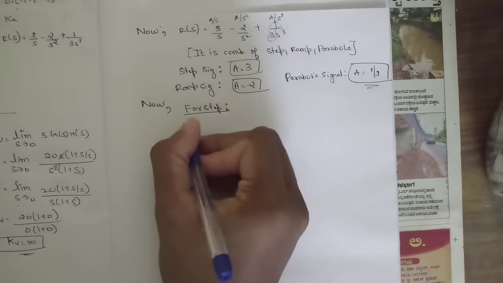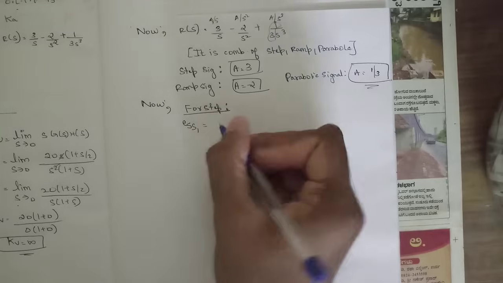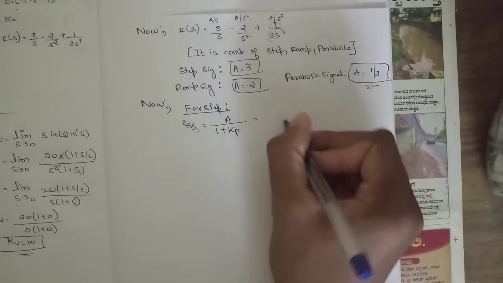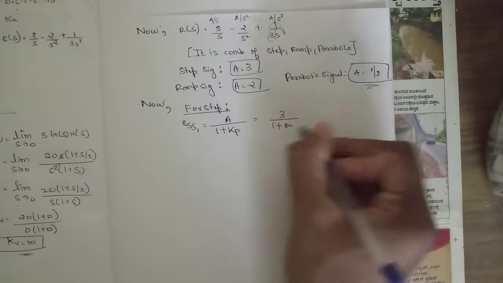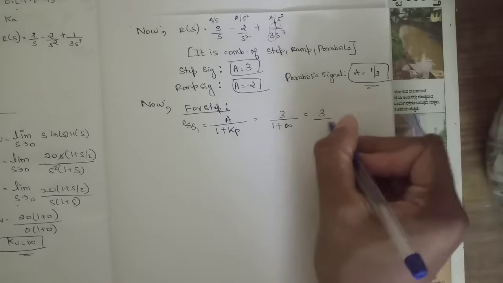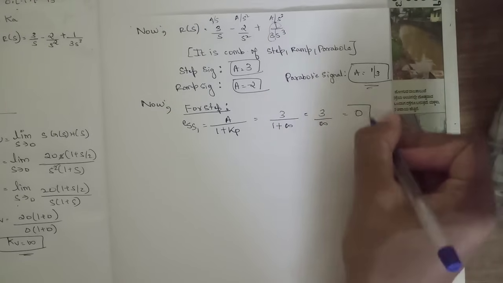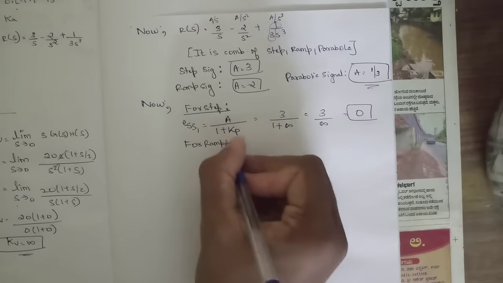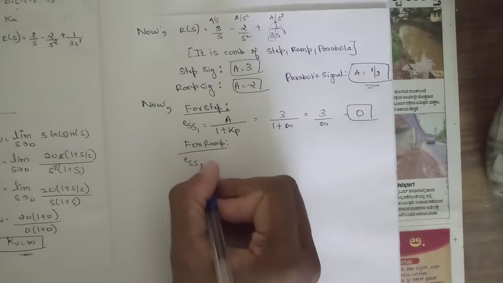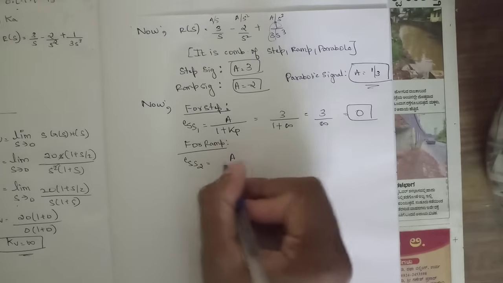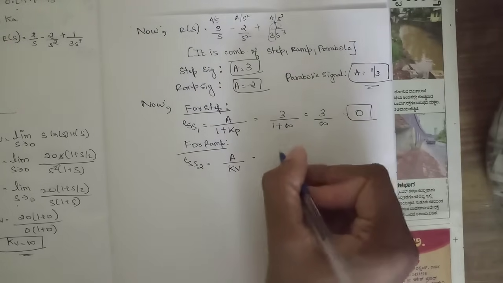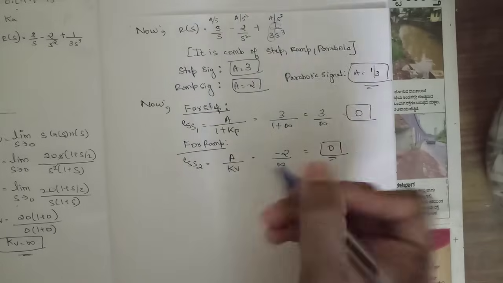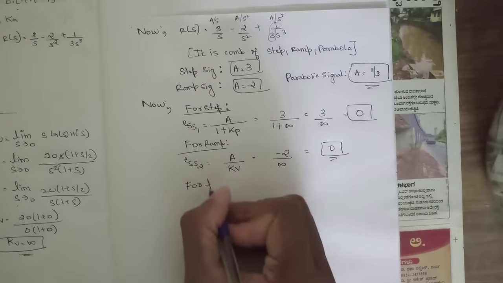For step signal, ESS1 is equal to A divided by 1 plus Kp. A is 3 divided by 1 plus infinity, so it is equal to 3 by infinity, which is 0. Similarly for ramp, ESS2 is equal to A divided by Kb, that is 2 divided by infinity, which is again 0. Kb is infinity, right?